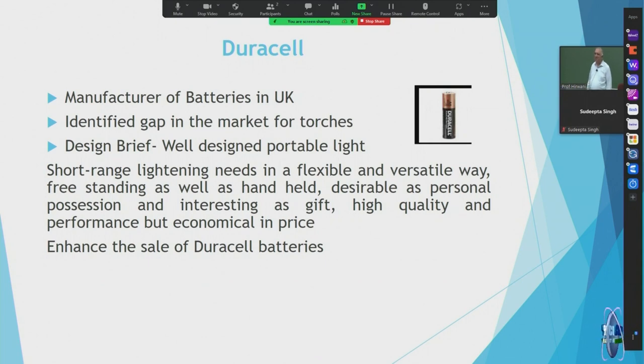Look at Duracell, the battery manufacturer. Once upon a time they identified a gap in the market for torches, went to a design firm, and gave them a brief saying, we want a well designed portable light, short range lighting needs in a flexible and versatile way, freestanding as well as handheld, desirable as a personal possession and interesting as a gift, high quality, performance, economical price, enhance the sale of your batteries. That was the brief they gave to the design studio.